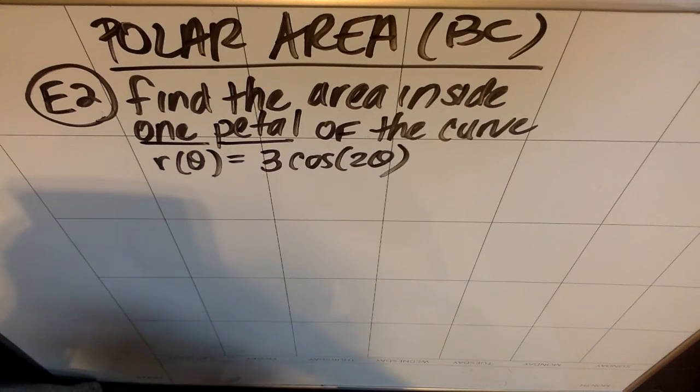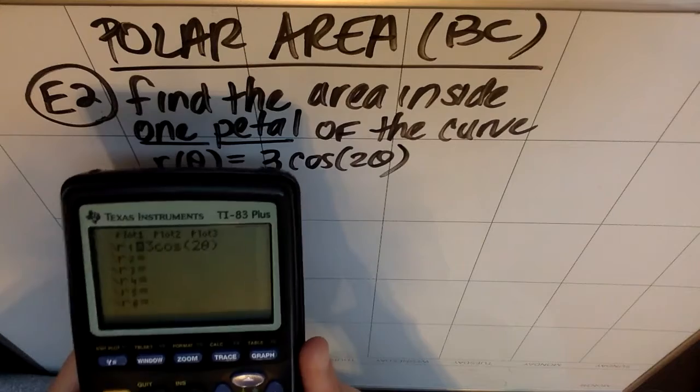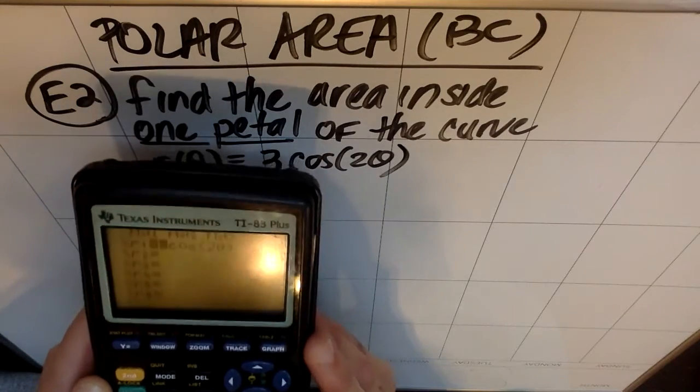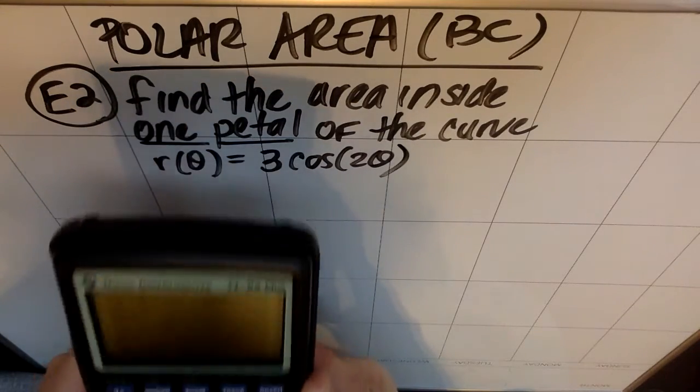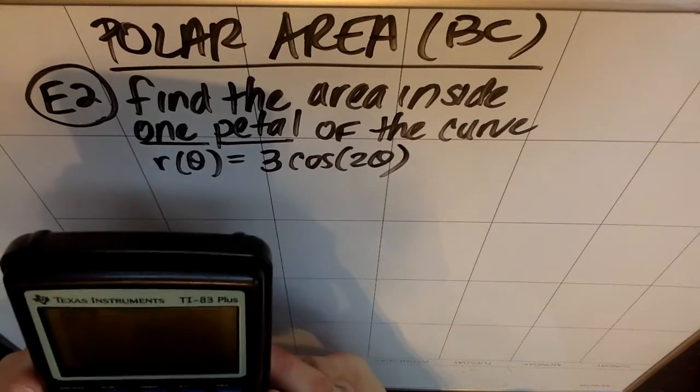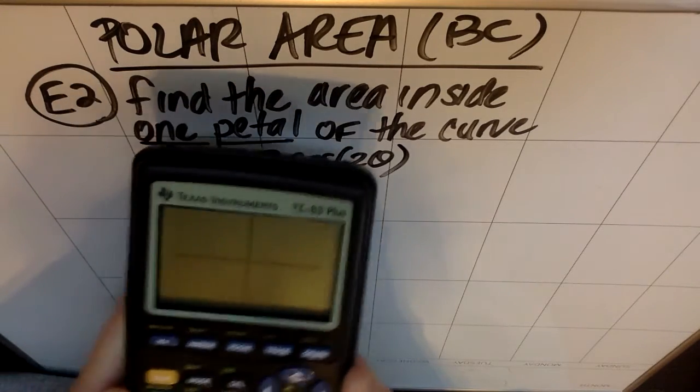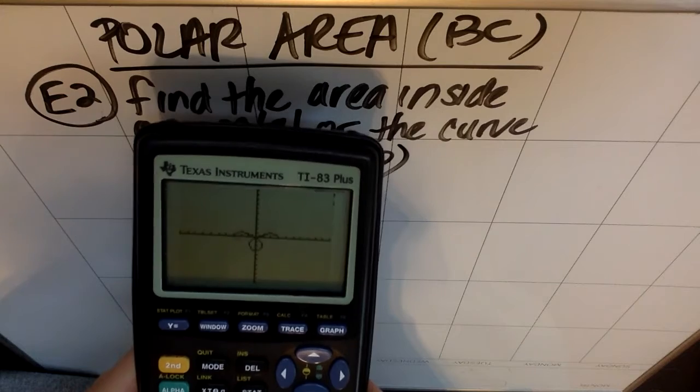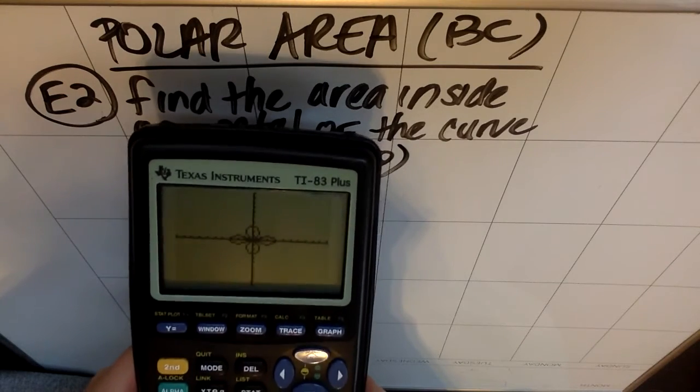A rose curve essentially looks like a flower, which is why it's called a rose curve. If I graph this for you, I put my calculator in polar mode and put in r1 as 3 cosine 2 theta. When I zoom, I went to zoom standard, which was zoom 6, and what you'll see is a curve that has petals, in fact 4 of them.